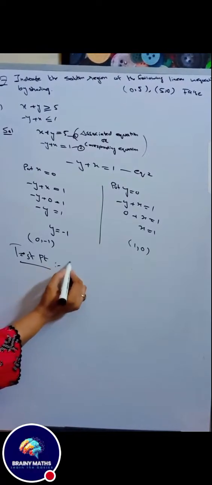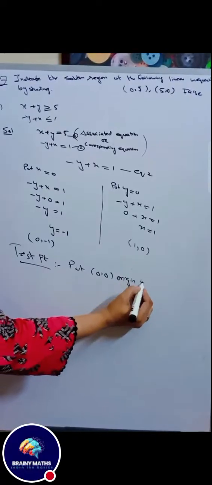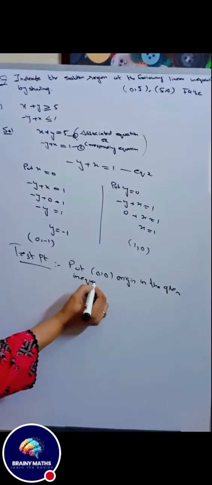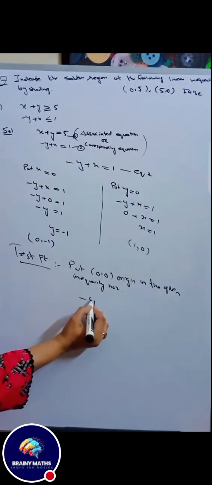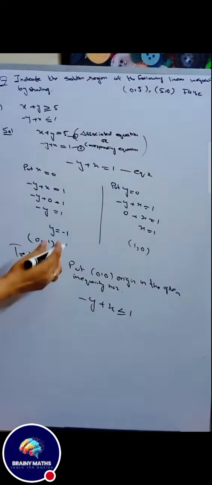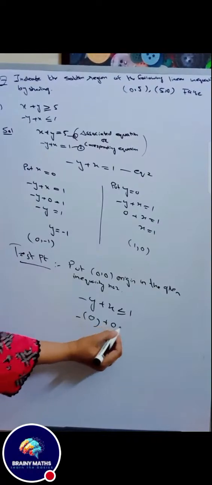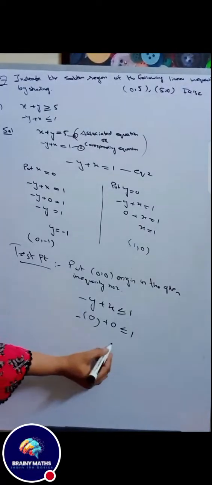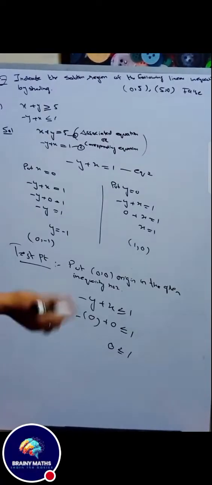Test point. Put (0, 0), the origin, in the given inequality number 2: minus y plus x less than or equal to 1. What is y here? We have to put 0. Minus 0 plus 0 less than or equal to 1. 0 plus 0 is 0, so 0 is less than or equal to 1. Is this true or false? Is 0 less than 1? Yes, it's less than 1.